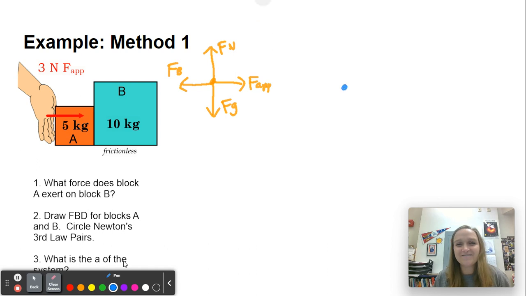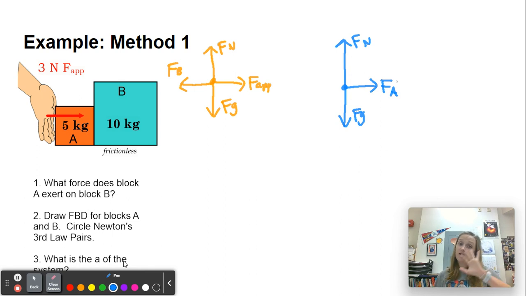On our other one, we've got force gravity. It's a bigger force gravity, so I'm going to note it. Force normal. Now here, the hand is not touching B, so there is no force applied from the hand on B. But there is a force, I'm going to call this force from A. Big A, not applied. Difference.